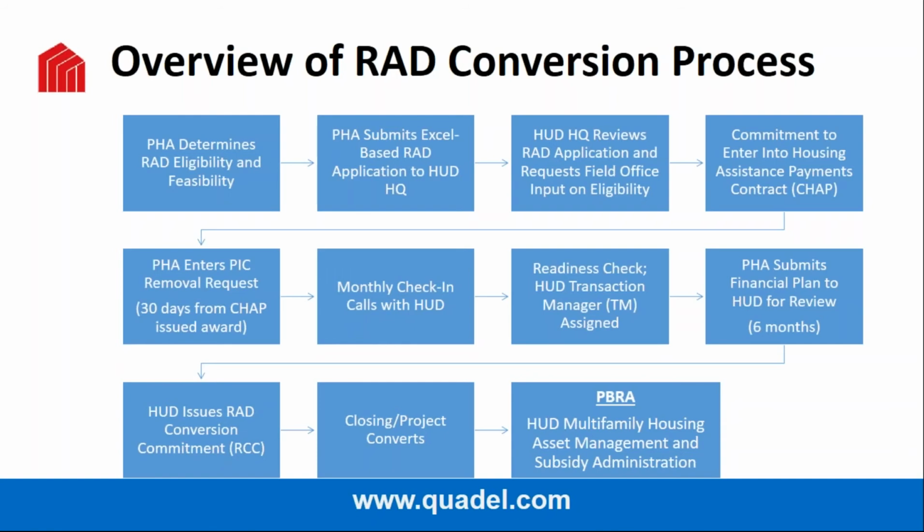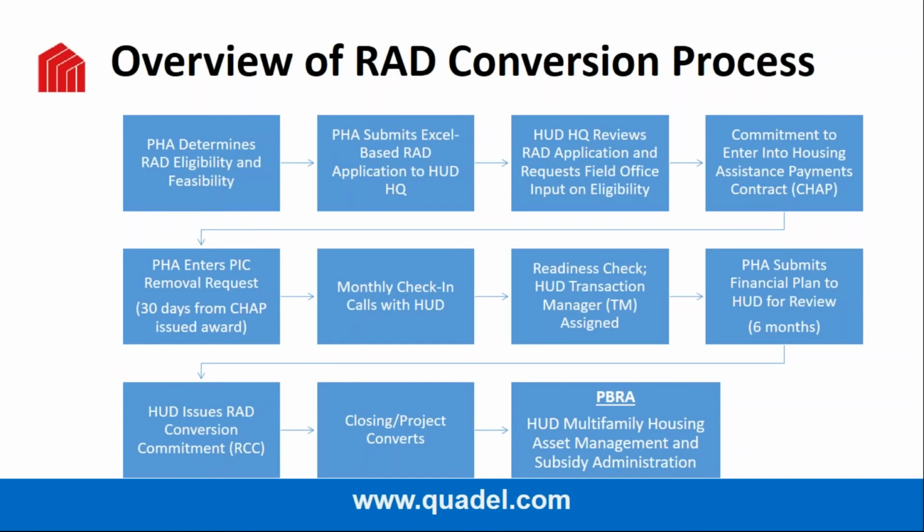Next, upon determination and confirmation of eligibility, HUD headquarters will issue the PHA or owner a commitment to enter into a housing assistance payment contract, or CHAP. This is what we refer to as the CHAP award process. And I think roughly 50% of the folks on the call today, based on the polling results, are at this current stage.